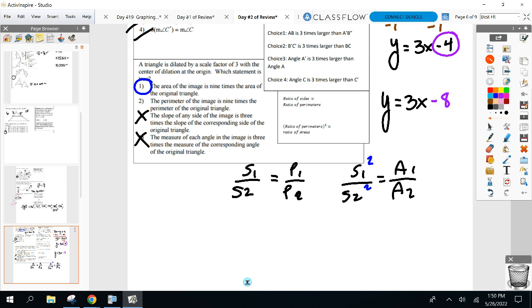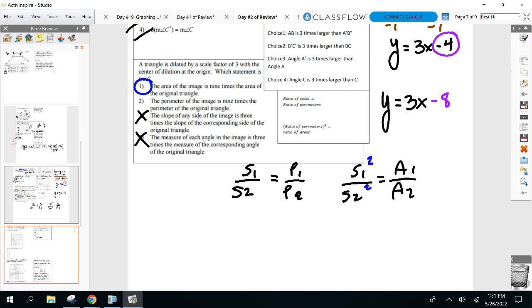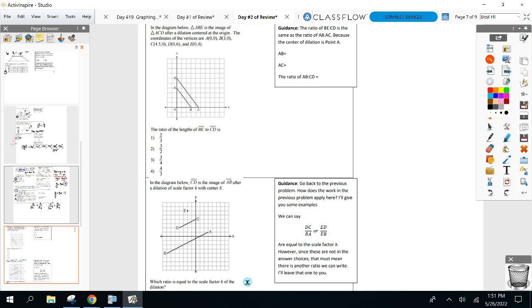Any questions, comments, concerns? A lot of similarity today, huh? That's the big topic for today. I think we're going to end class on these 2. Still similarity dilations.